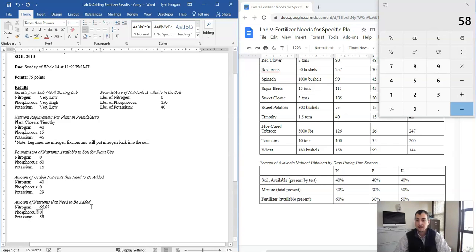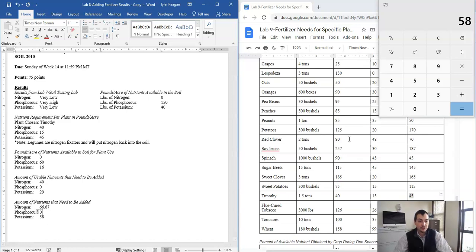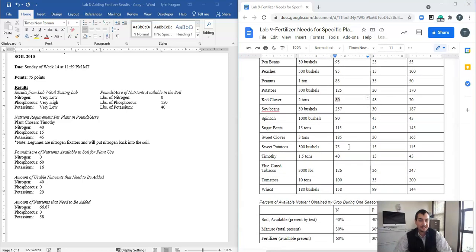Now, I want you to keep a couple of things in mind, especially as we look at some of the legumes. And I wrote right here, legumes often are nitrogen fixators, which means they're actually going to be putting nitrogen back in the soil. So a legume, something like sweet clover or red clover, might be actually using a lot of nitrogen. We see that red clover is going to actually use 80 pounds of nitrogen, but it's also a nitrogen fixator. So you may not actually need to apply that full 80 pounds into the soil. It's going to use that much, but you may not even need to add that much because it's going to be doing part of the process for you. So that's one thing to keep in mind.